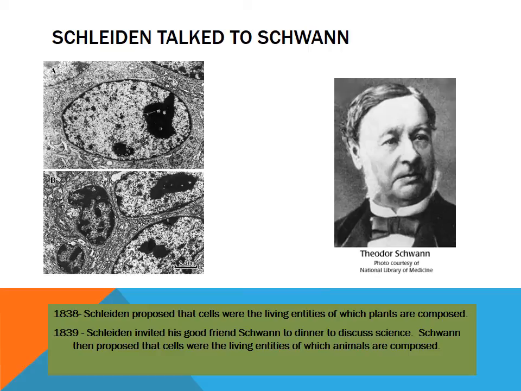Their friendship, by the way, got ruined. They raced to publish. Schleiden published first, followed by Schwann the next year. And that sort of indicated that all living organisms are made up of cells.